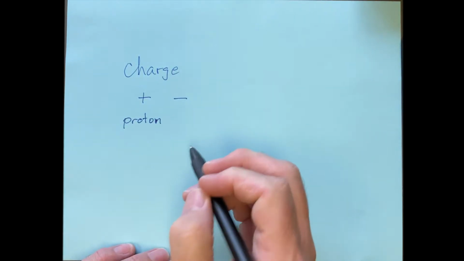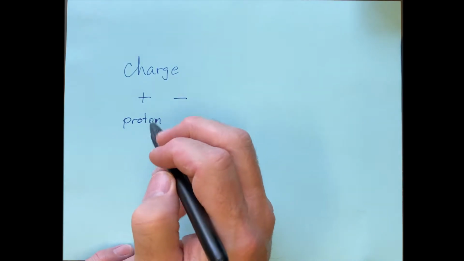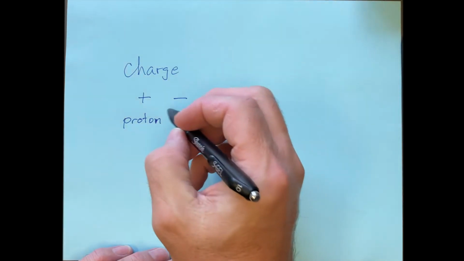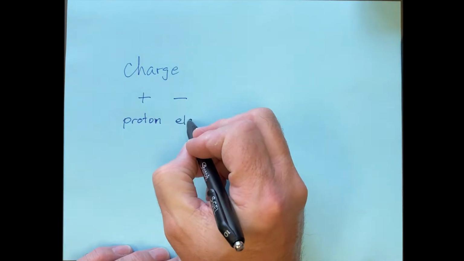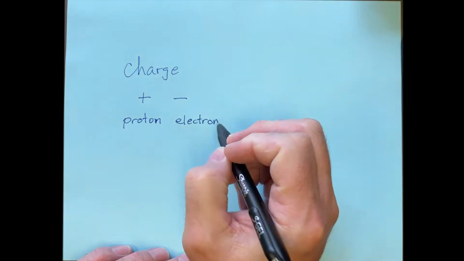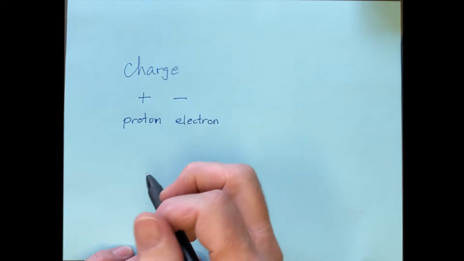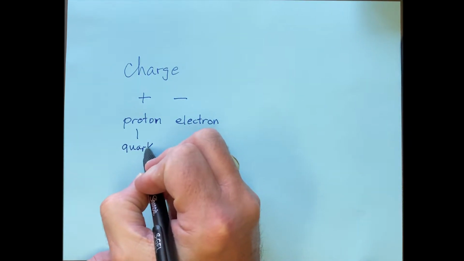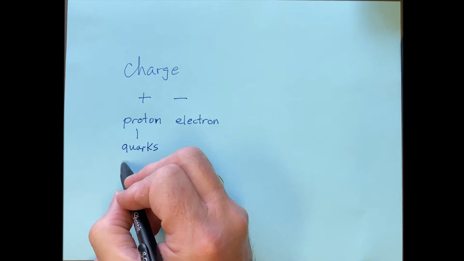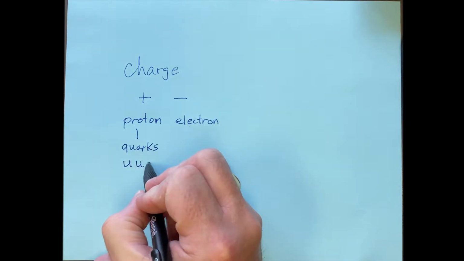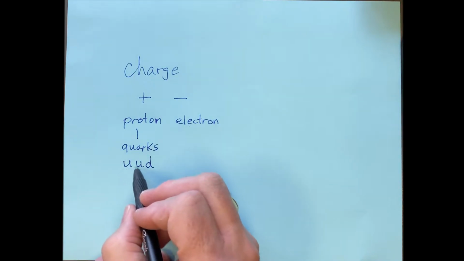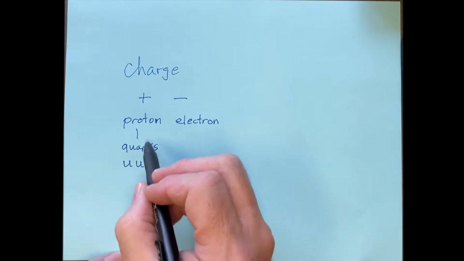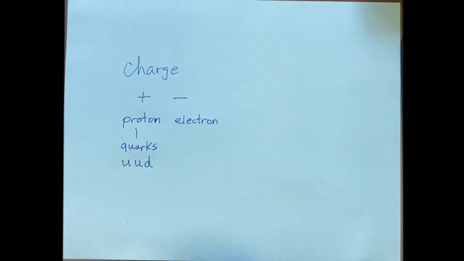Now, in this class, a proton then represents the smallest amount of positive charge that you will encounter. The smallest amount of negative charge that you will encounter is an electron. Okay. Now, for the sake of full disclosure, protons are actually made up of quarks. Specifically, they're made up of two ups and a down. And each one of those has a fractional amount of charge that when you sum it up, it equals the amount of charge that's on a proton.